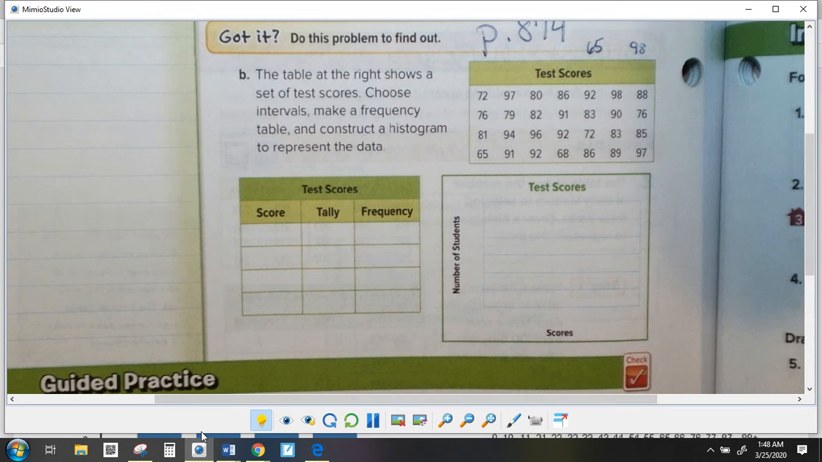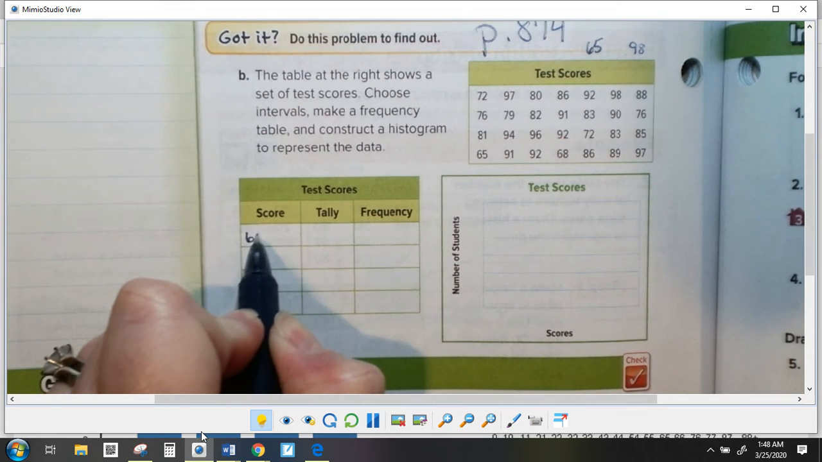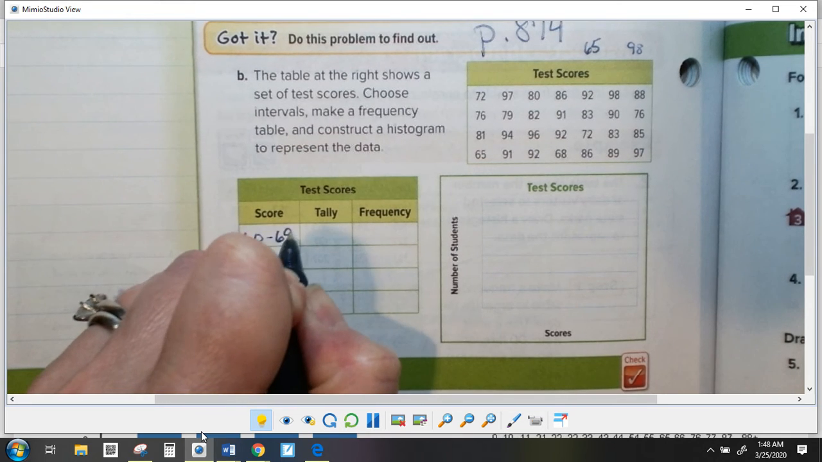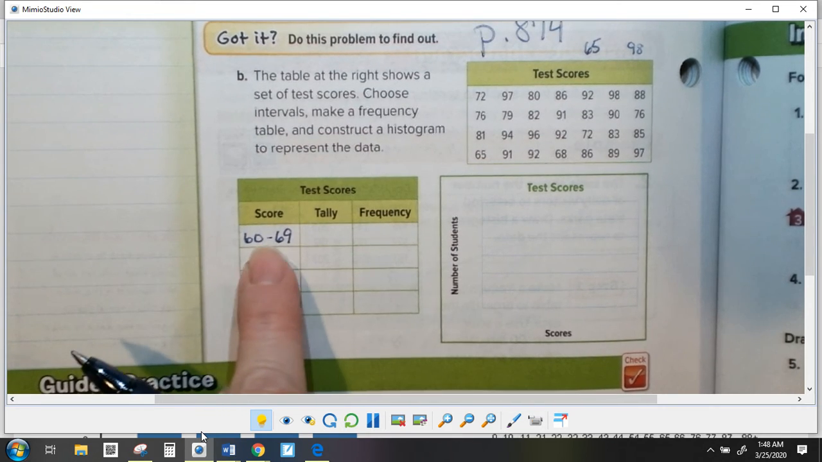So to make things easy, I think I'm going to start at 60. It's a nice round number. And I think I'm going to go up to 69. Okay, so all of the 60s, anything in the 60s, will be its own category.